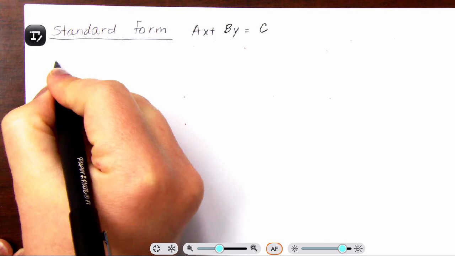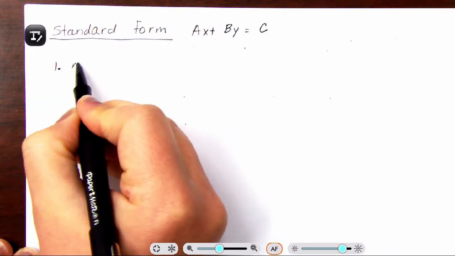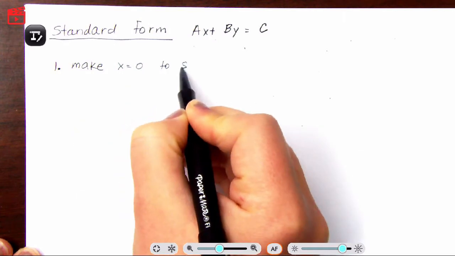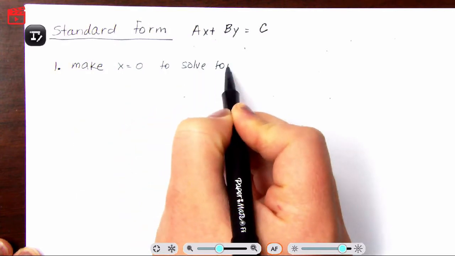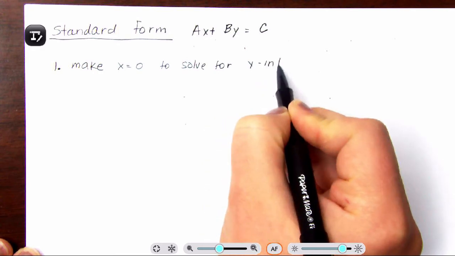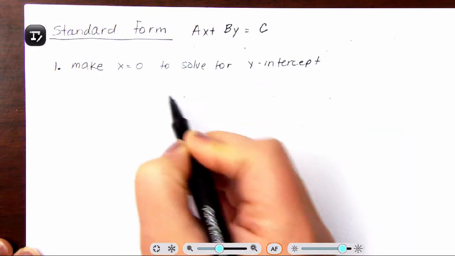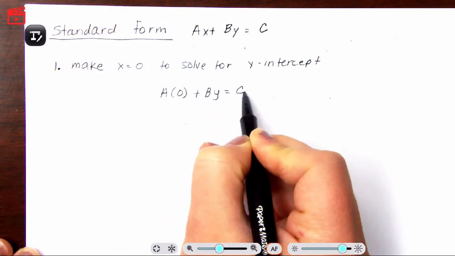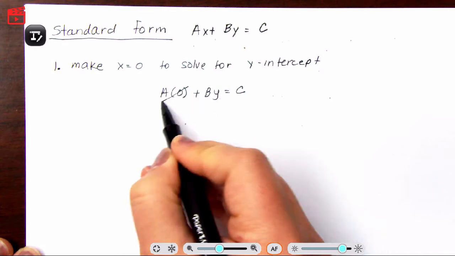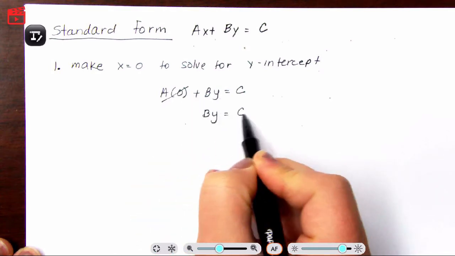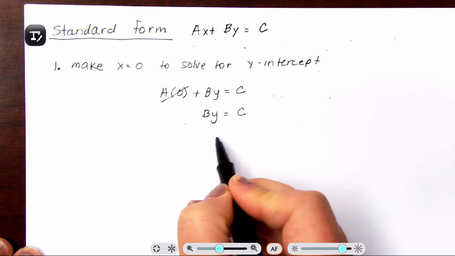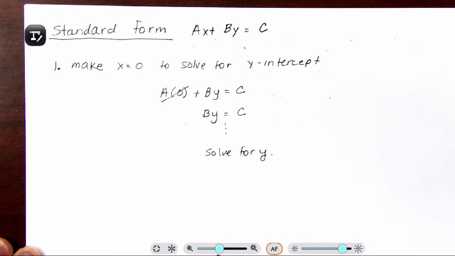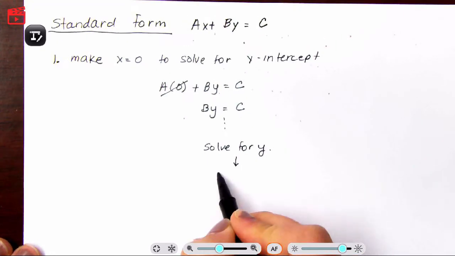Now, what to do? Step number 1 is make x equal to 0 to solve for the y-intercept. So whatever you have for x, you're just going to make it 0. You're going to cross this out, and you're just going to have your something y equals c, and you're going to solve for y. Now, once you solve for y, that is your y-intercept.